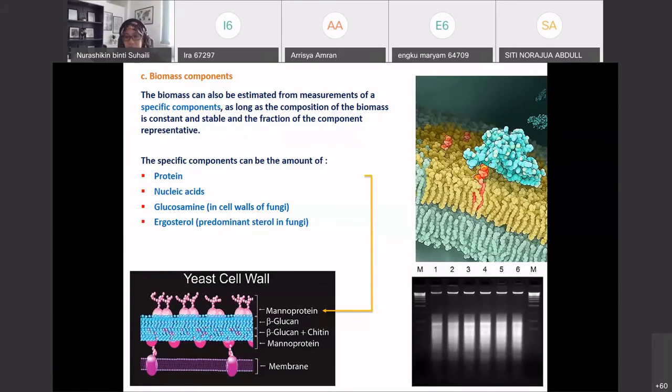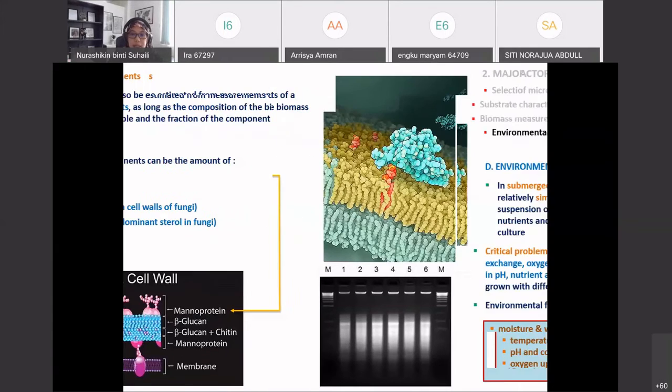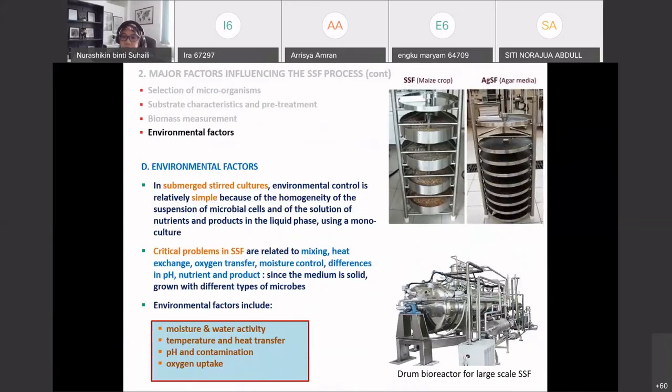So if there is cellulase produced and it is increasing, let's say from day 2, day 4, day 6, until maybe day 20, if the cellulase is increasing, it means that the microbes are growing well. So that is another indirect method for measuring, or monitoring, the growth of the microbes during the SSF process.